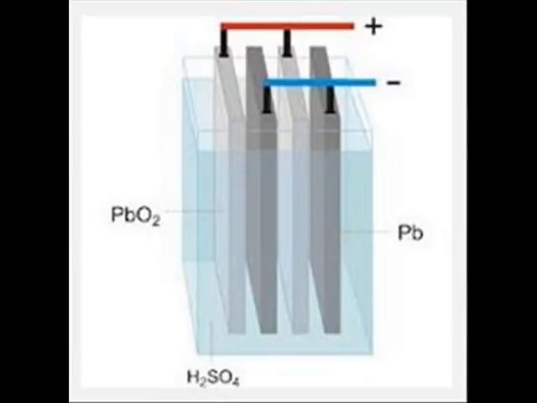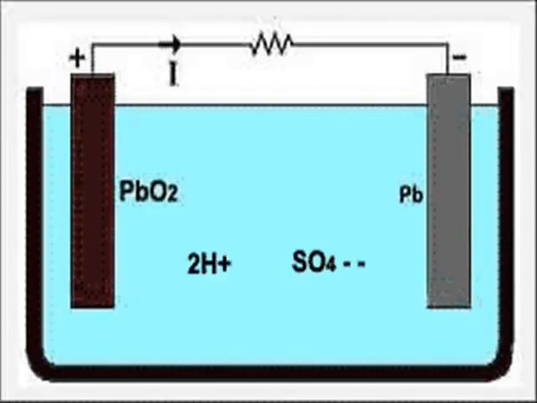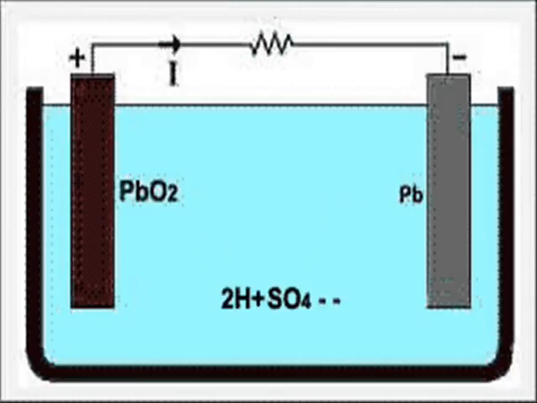The lead-acid storage battery is formed by dipping a lead peroxide plate and a sponge lead plate in dilute sulfuric acid. A load is connected externally between these plates. In diluted sulfuric acid, the molecules of acid split into positive hydrogen ions and negative sulfate ions.